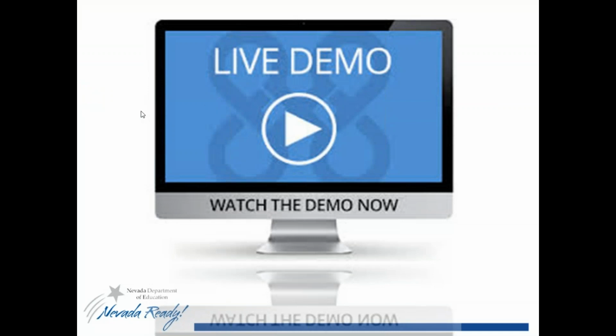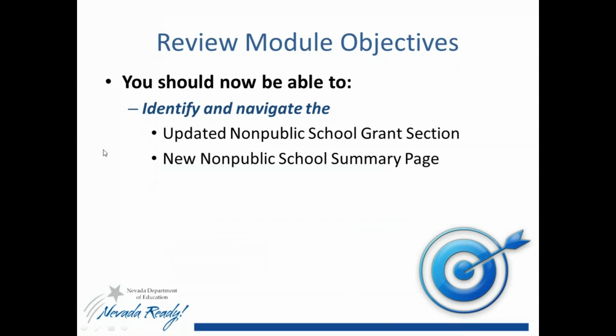Well, that's the end of Module 2. Hopefully you've achieved the module objectives that I've outlined at the beginning. You should now be able to identify and navigate the updated non-public school grant section and identify and navigate the new non-public school summary page, which is read-only.